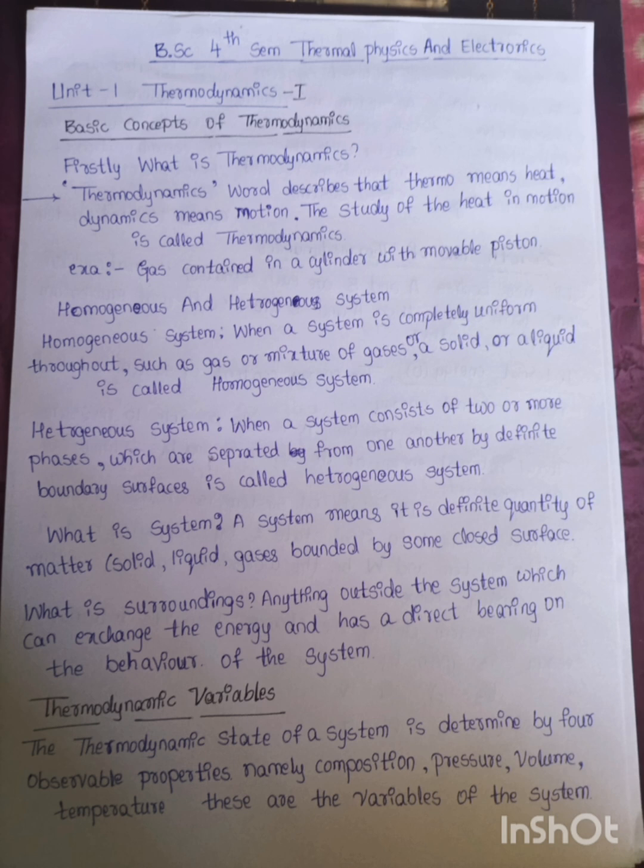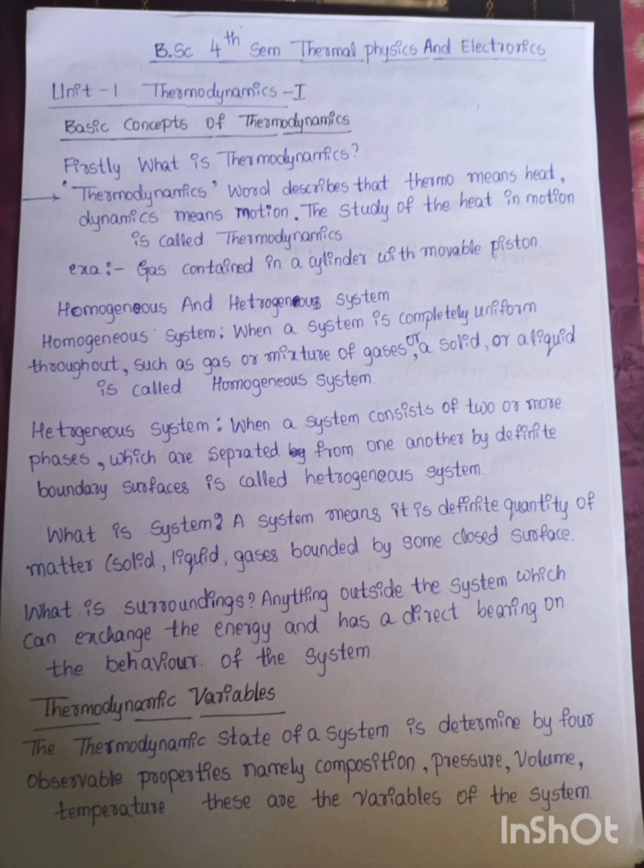What is a system? A system is a definite quantity of matter, such as a solid, liquid or gas, bounded by some closed surface. What are the surroundings? Surroundings is anything outside the system which can exchange energy and has a direct bearing on the behavior of the system. And we discuss the thermodynamic variables.